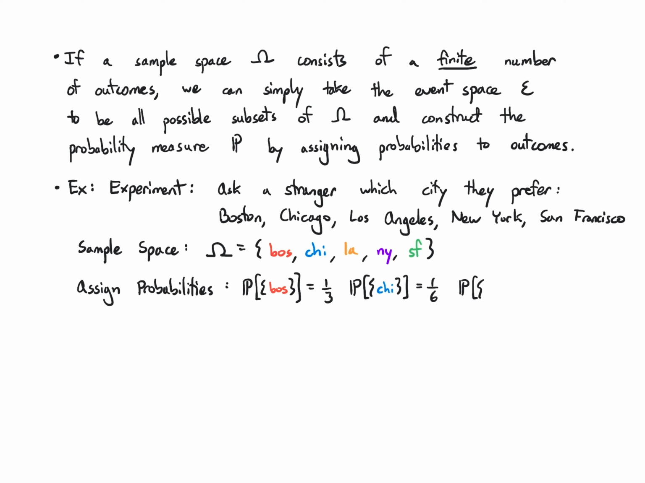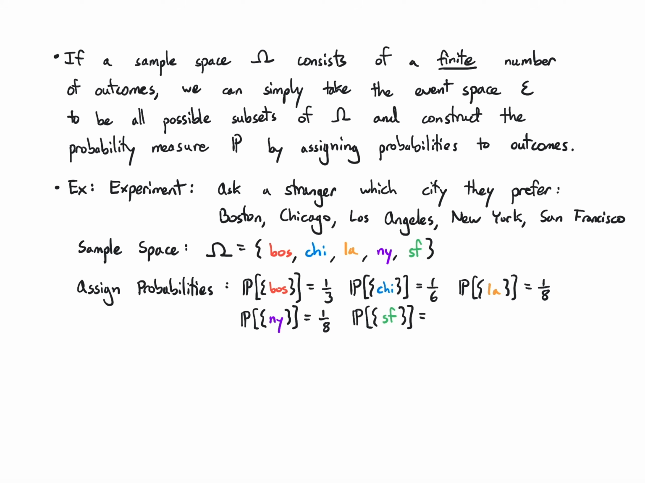And remember, I'm always using these curly brackets to denote events. So it's not just the probability of the outcome, but the probability of the event containing a single outcome. And the probability of New York is going to be an eighth. And finally, to get everything to add up to 1, I'm going to take a fourth to be the probability of San Francisco.